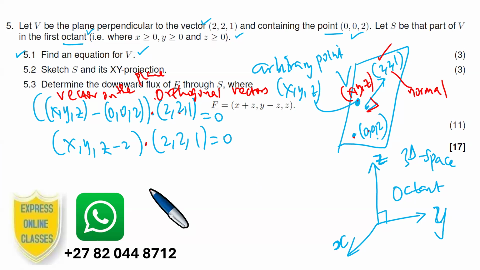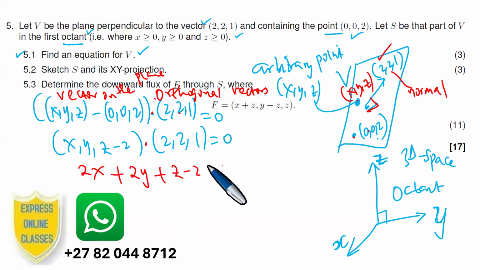Now we do component-wise multiplication, which means x by 2 is 2x, then 2y, then z minus 2, 0, which means 2x plus 2y plus z equals 2. You can write it like that, or you can leave it this way. We found the equation of this particular plane.